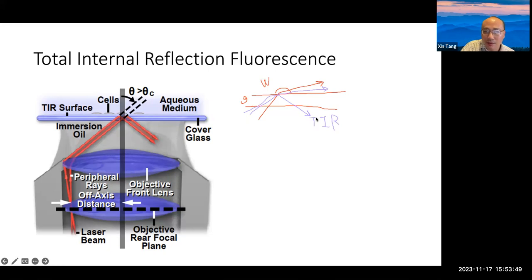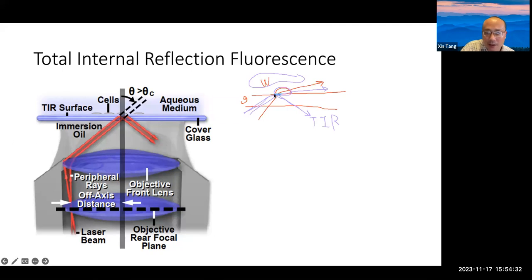Why is this useful? Because it is useful when you have cells cultured in a petri dish, and here is all media. Those media sometimes contain many autofluorescence sources. What we are interested in is only this cell. So you only want the cell to be excited by the incoming light, and only the fluorescence coming from the cell is of interest. So you direct the light to let it totally reflect. And when the light totally reflects, they actually will generate at this heating point.